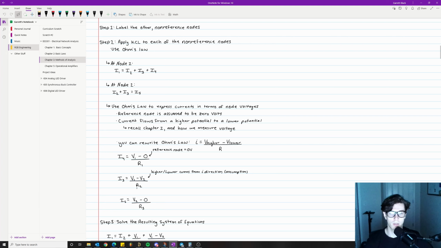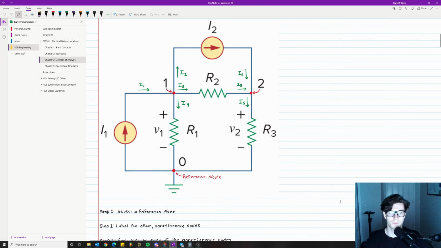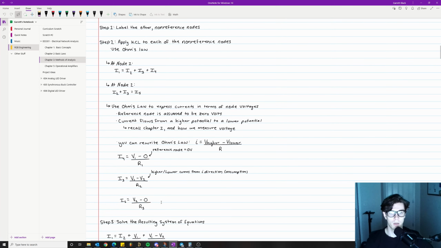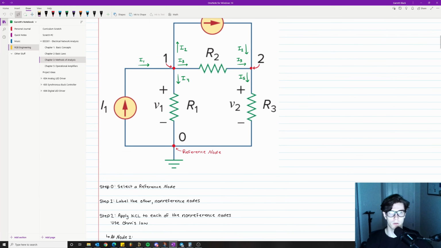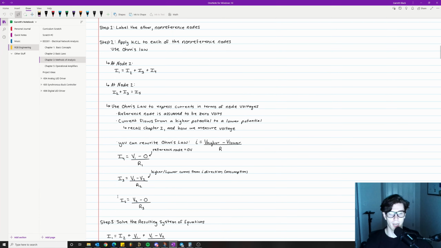Okay, so let's take a look at I3. I3, as we know, is going through R2. Remember, we're assuming that the current is flowing from a point of higher potential to a point of lower potential. That means the point of higher potential is node 1 and the point of lower potential is node 2. So if we write this in terms of Ohm's law, we see V1, the higher potential, minus V2, the lower potential, divided by R2, which is the element that the current is flowing through.